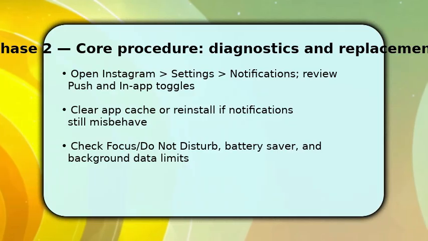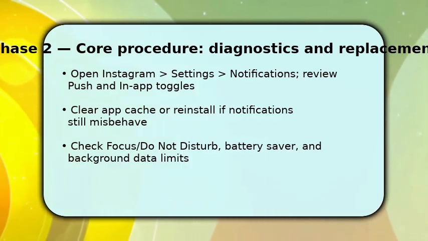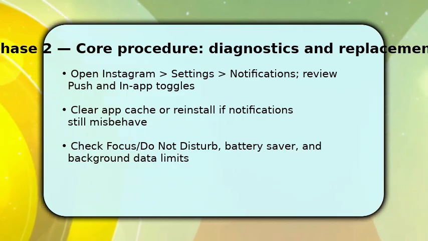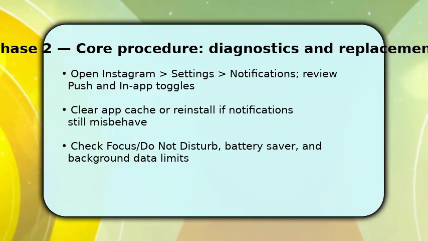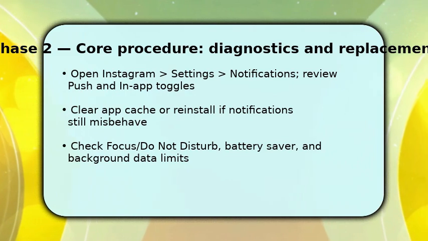Make sure your phone isn't blocking background activity. Disable battery saver for Instagram, allow background data, and turn off focus or do not disturb for this app. These actions restore the app's ability to generate and deliver real-time notifications.